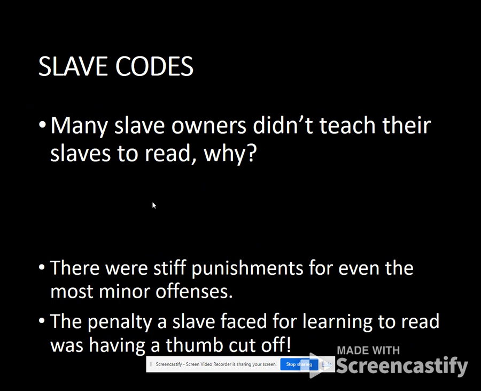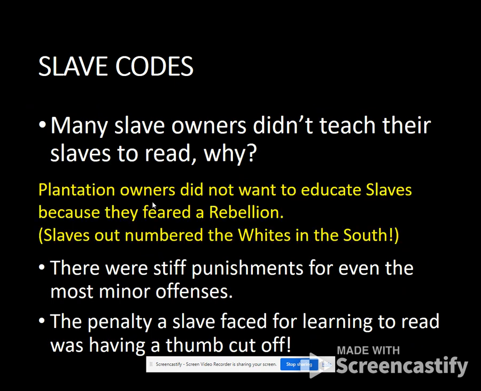Many slave owners did not teach their slaves to read. And why? That's because plantation owners did not want to educate slaves because they feared a rebellion. Slaves outnumbered the whites in the South, and this was not even close. It's probably 20% white, 80% African American in the South where these plantations were. So these slave owners feared a rebellion from the slaves. That's why they couldn't own weapons.